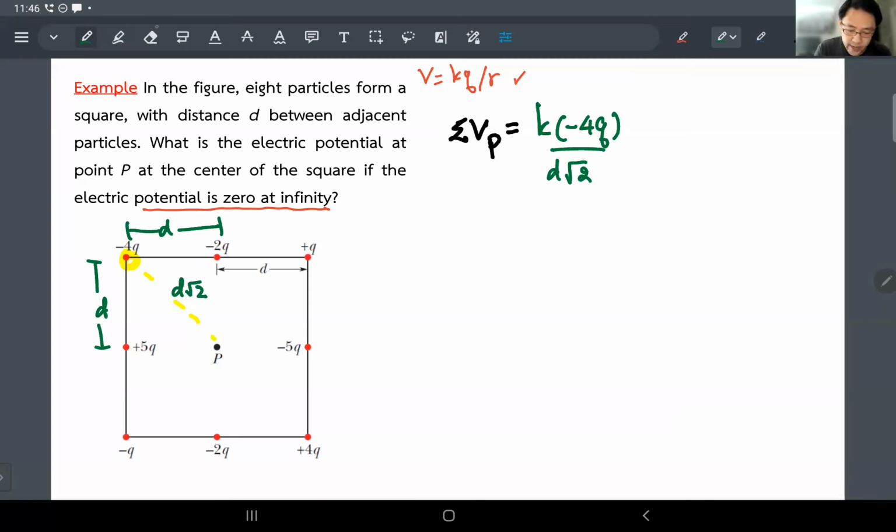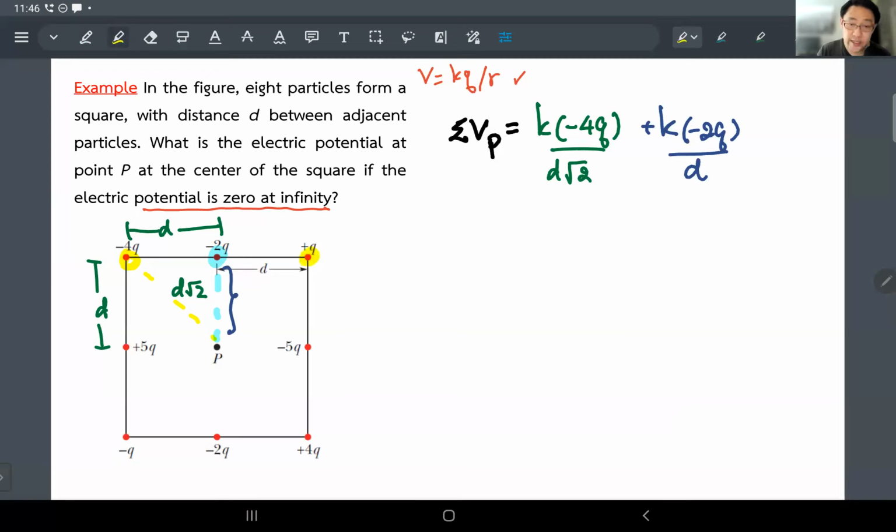And now you move on to the next. Here we go. And now you do the distance there. Cool. Okay, so let's next go to the blue. What you have is going to be k minus 2q over, now the distance over here is just d. Let's put it there, d. Nice. Now keep going to the next one.